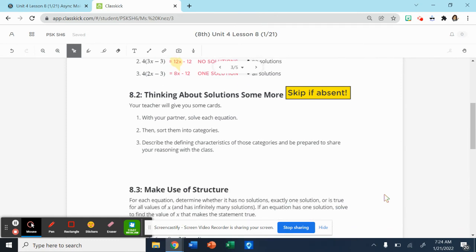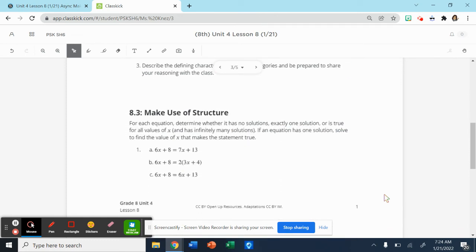Now I'm going to have you skip 8.2 because it was a card classroom activity, and I'm going to have you take a look at 8.3 next. In activity 8.3, it says determine if an equation has no solutions, one solution, or if it's true for all values of x. The way that you solve these equations is exactly the same as the way I just demonstrated in 8.1. So I would like you to complete activity 8.3 on your own, and I will post class notes after we have class today so that you can check your work.